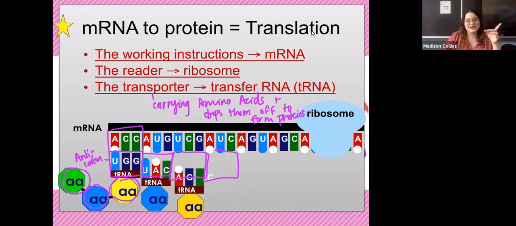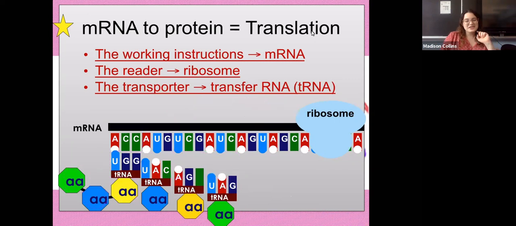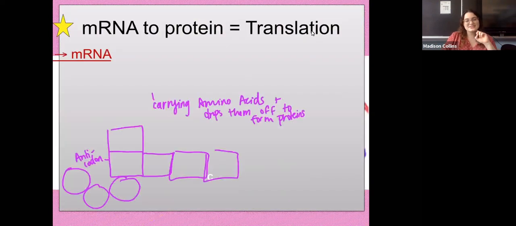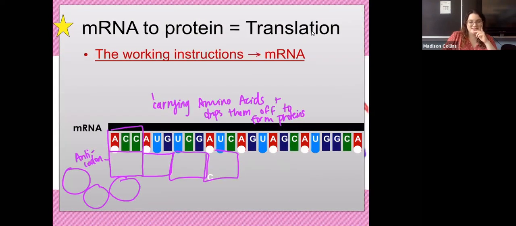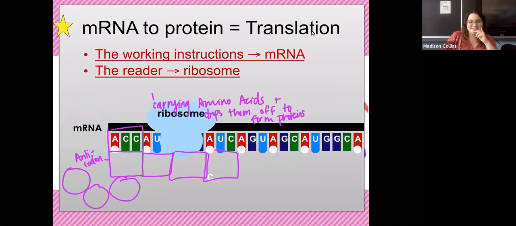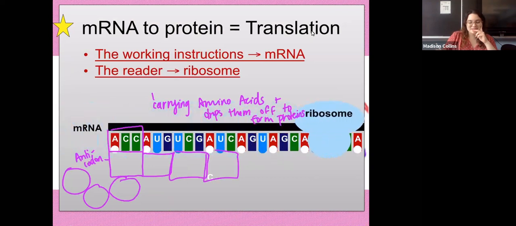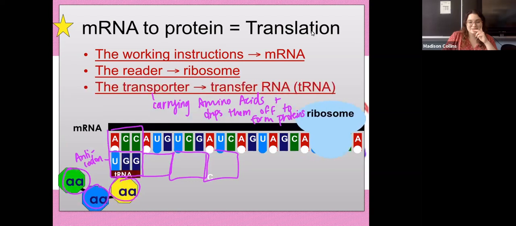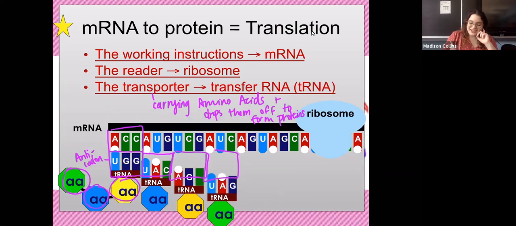Here it comes. I knew I had some animations there. Until we have a chain of amino acids. Oh man, I'm really struggling with PowerPoints these days, guys. Let me try that one more time. Come on, come on. There we go.